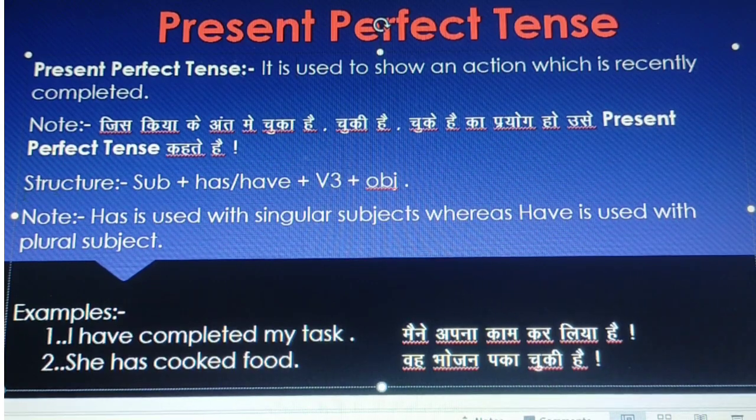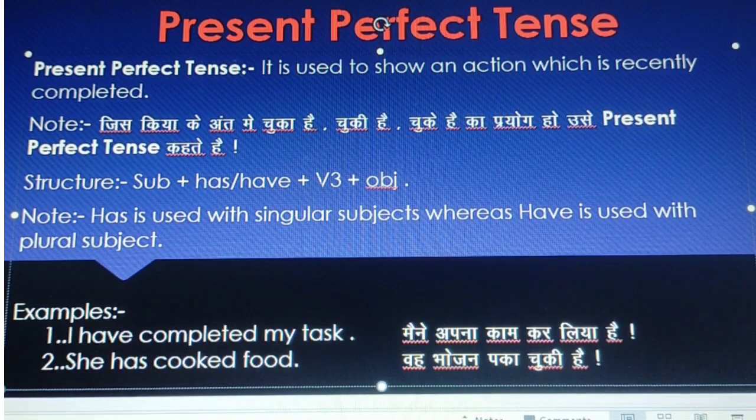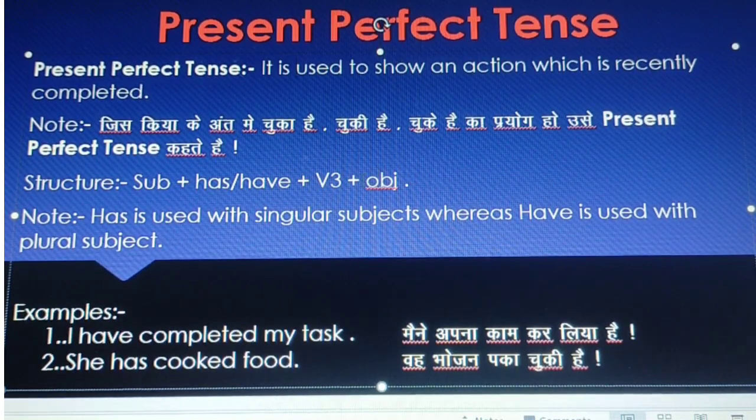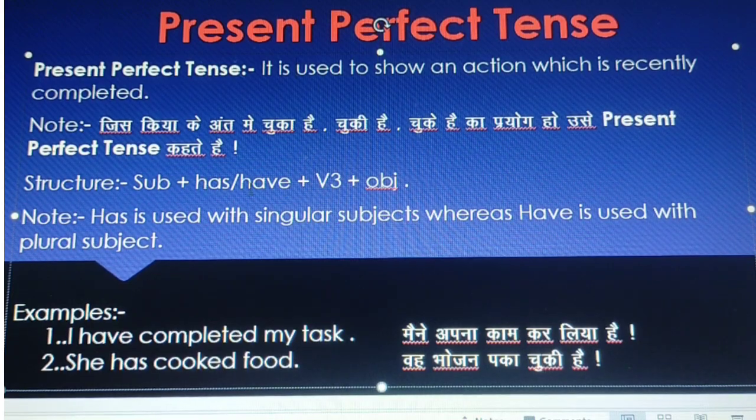The structure for present perfect tense is subject plus has or have plus verb in the third form and then object. Has is used with singular subject, whereas have is used with plural subject.